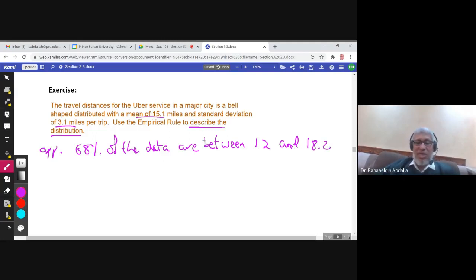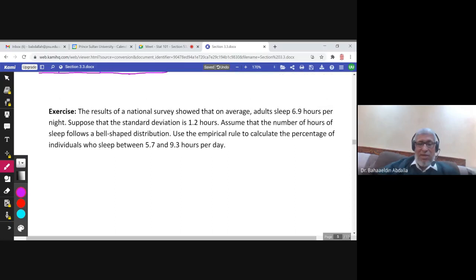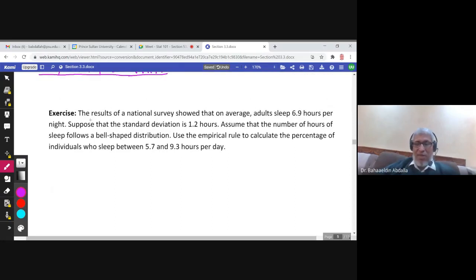So this is how we describe the data. We tell him that we don't have the data, but we know that approximately 68% of the data are between 12 and 18.2 because he said bell-shaped and he said use the empirical rule. Also, you can continue: 95% are between and, 99.7% are between. You can continue the question. Let me end by this exercise. Let me finish by this one.